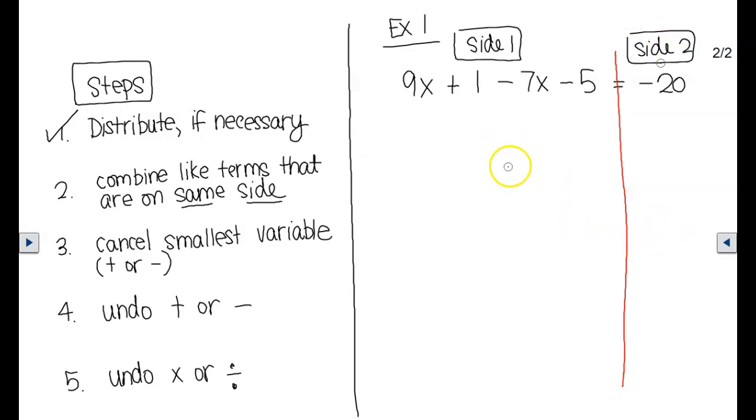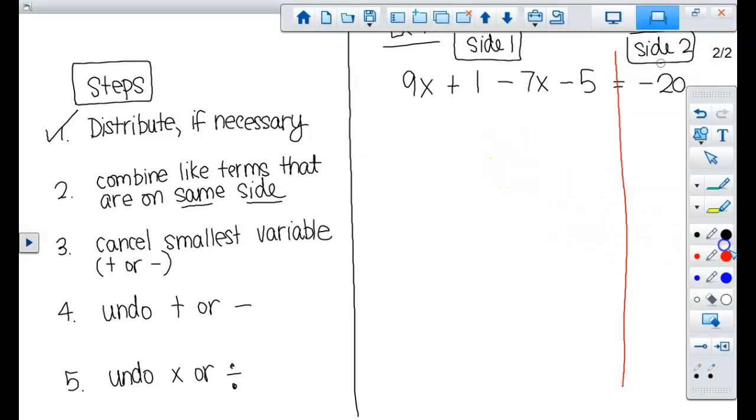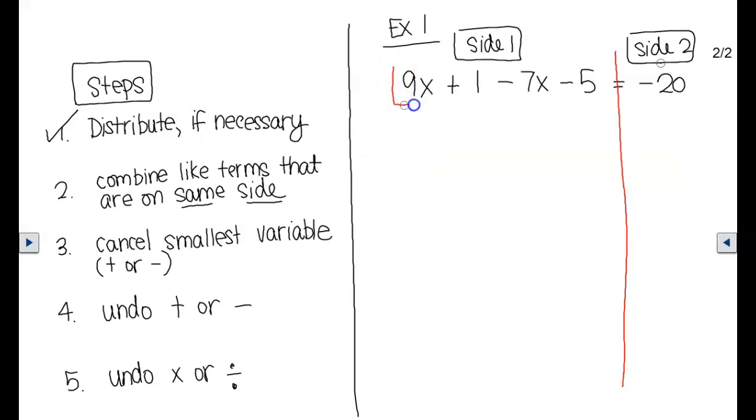So I'm going to look at side 1 and see if it has like terms, okay? Now you'll notice here that side 1 has 1, 2, 3, 4 terms, all right? And when we did like terms, that's when we drew the colored boxes around them. So that's what I'm going to do here. So I'm going to start with my first term and draw a red box around 9x.